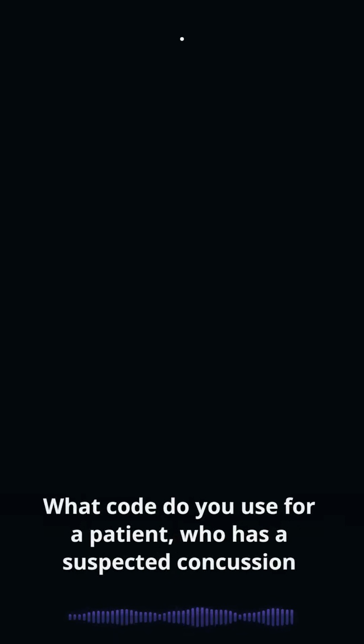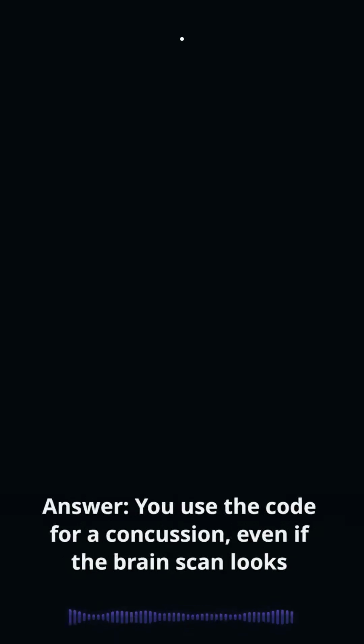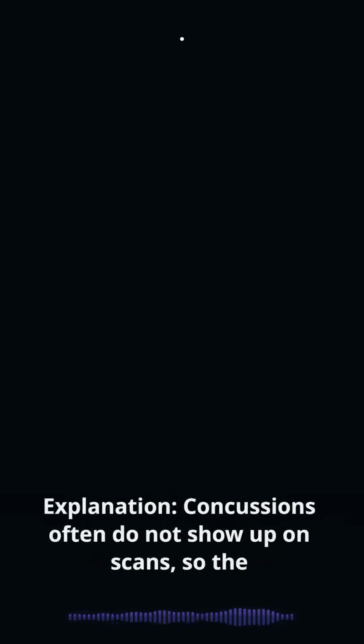106. What code do you use for a patient who has a suspected concussion after a fall? You use the code for a concussion, even if the brain scan looks completely normal today. Concussions often do not show up on scans, so the doctor's clinical exam is the main proof.